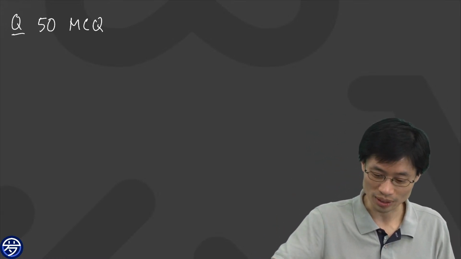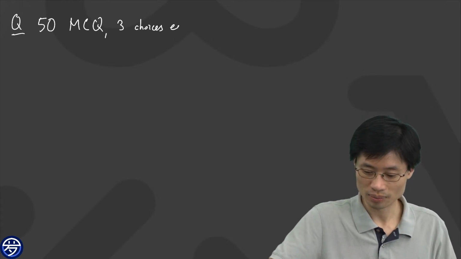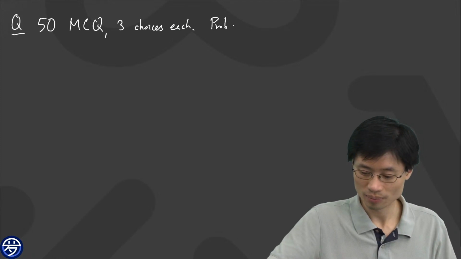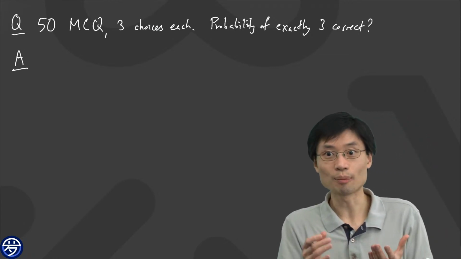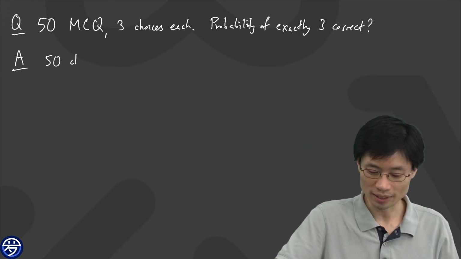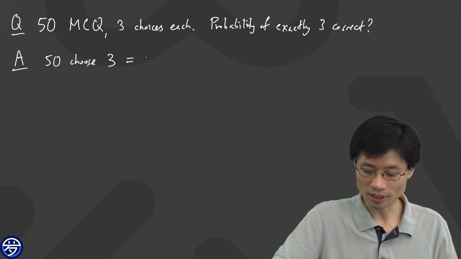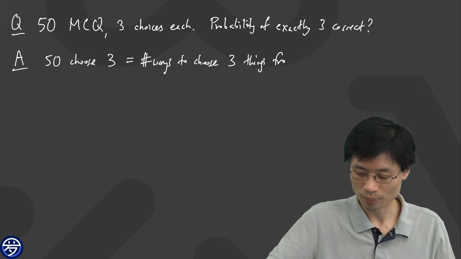So 50 multiple choice questions, 3 choices each. And what's the probability of exactly 3 correct? Well, for the answer to this, we need to know how many ways I could choose those 3 to be correct. And that requires us to calculate 50 choose 3. That's equal to the number of ways to choose 3 things from 50.